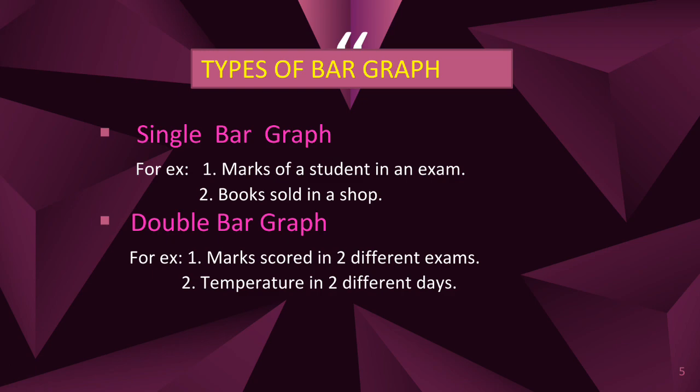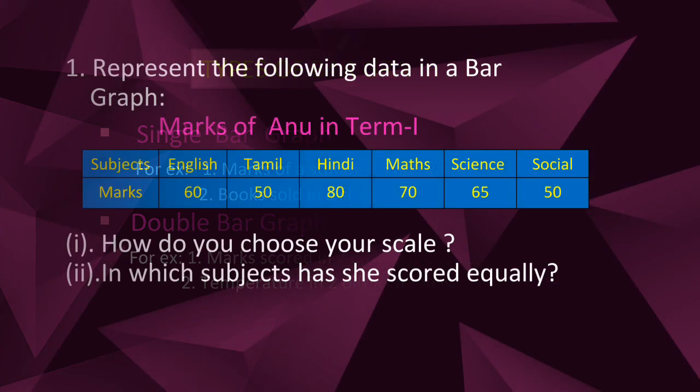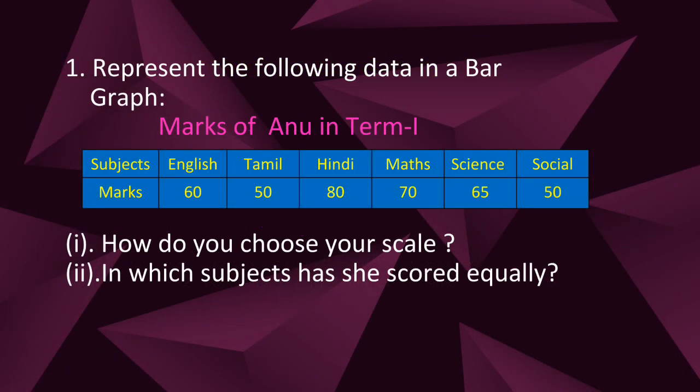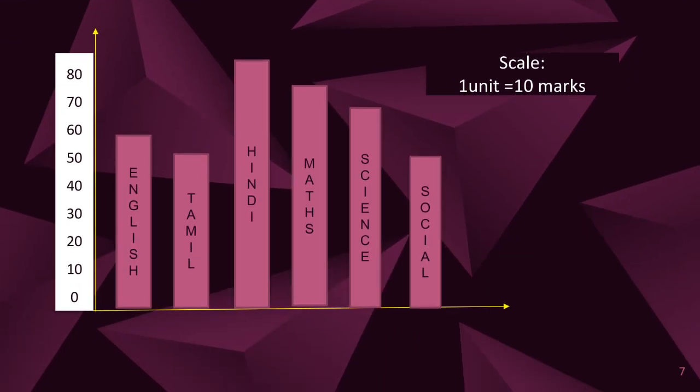First we will see an example for single bar graph. Represent the following data in a bar graph. Marks of Anu in term 1. Here you have 6 subject marks: 60, 50, 80, 70, 65 and 50. Before drawing the bar graph, you have to choose your scale. Here all the values skip by 10 except 65. So you can choose your scale 1 unit equal to 10 marks.